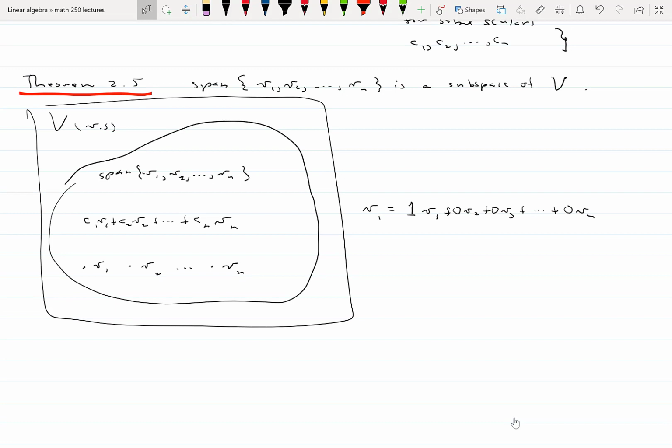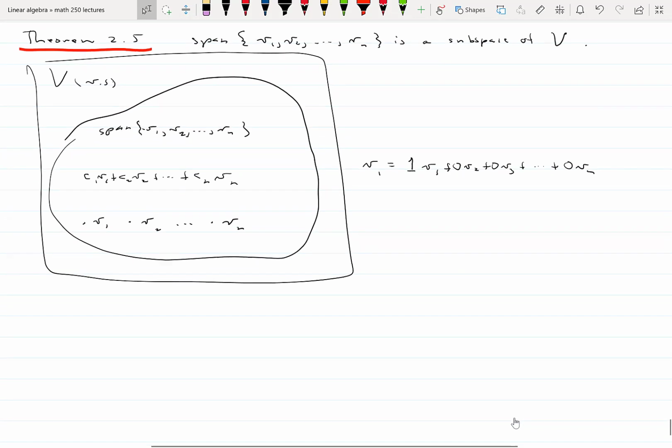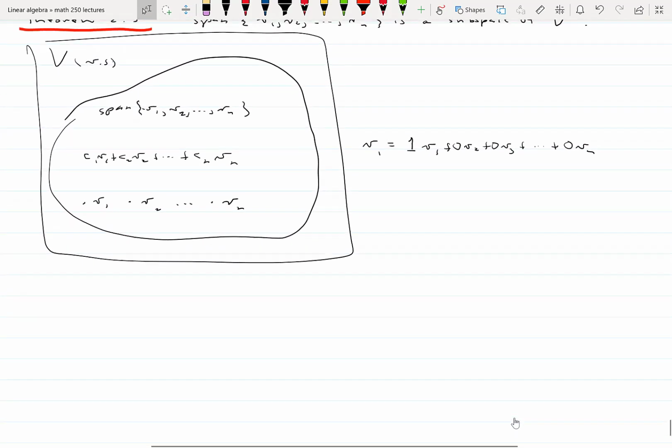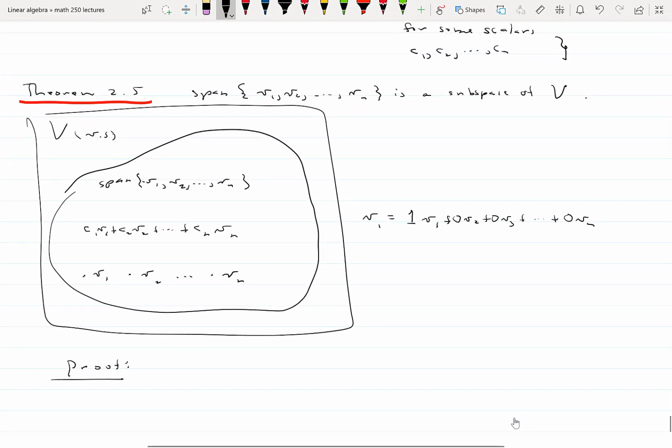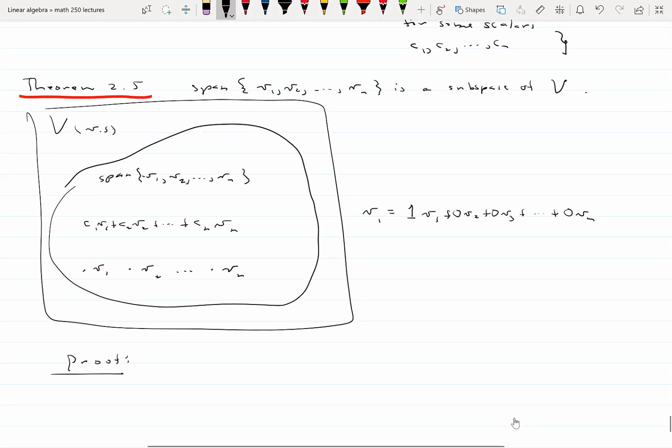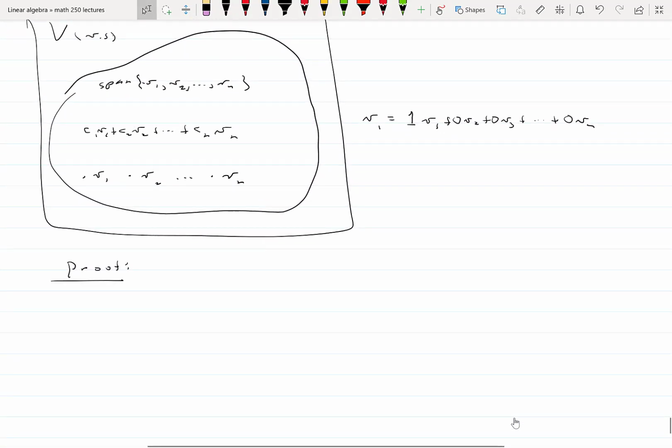In particular, all the scalars could equal what? 0. That means 0 is in there. So this set is not empty. Okay. So let's prove the statement that the span of v1 to vn is a subspace of V.